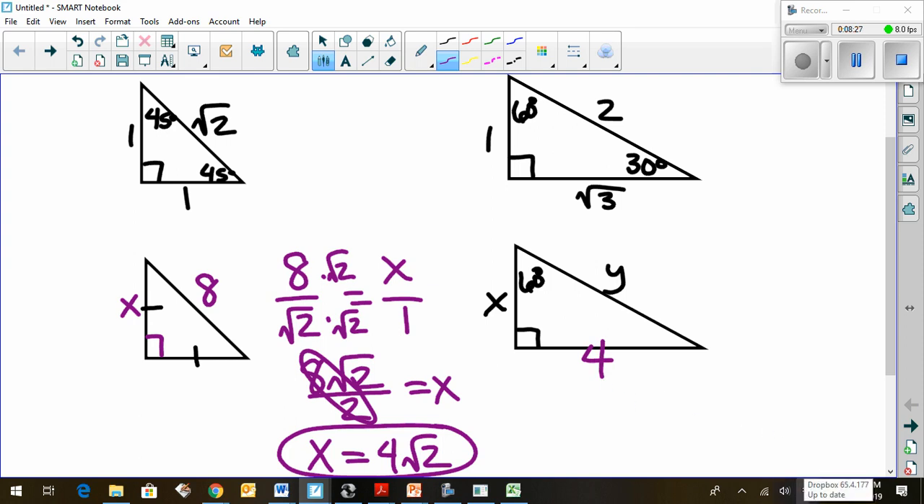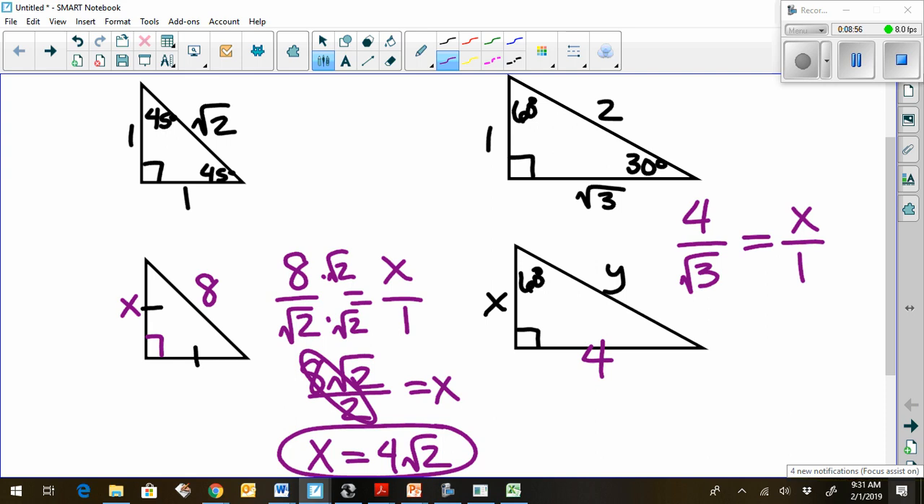Now, I'm going to solve for x first. It doesn't matter which one I solve for first. So I have 4 over, and 4 is associated with the square root of 3, because they are both opposite of the 60-degree angle. So 4 over square root of 3 equals x over 1. Now, x over 1 is just x.